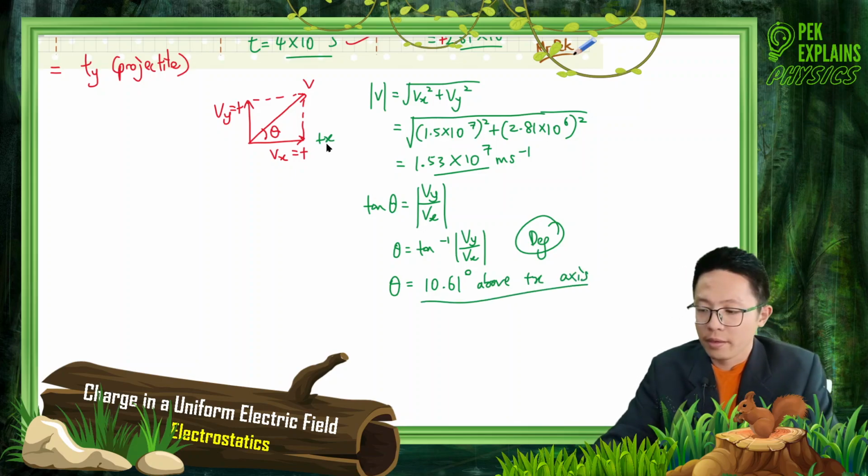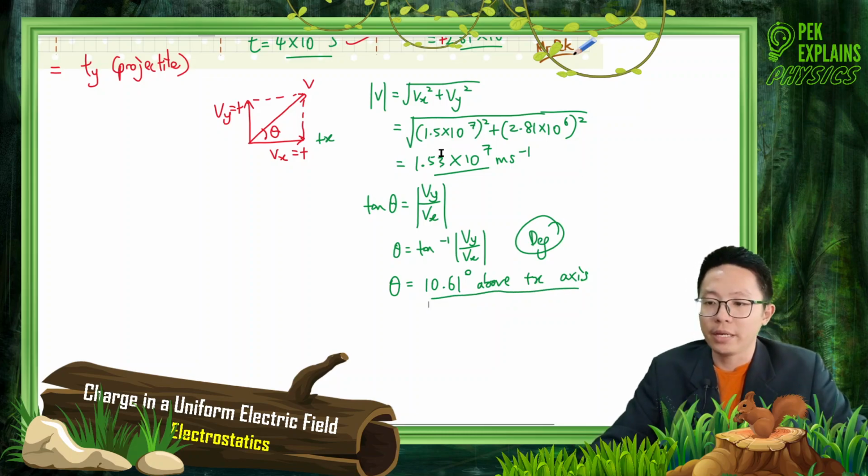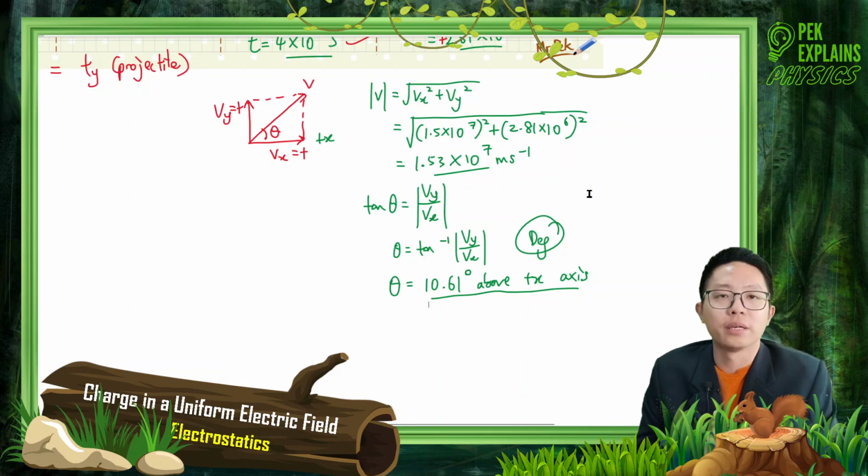So that's our direction. The magnitude and direction of the final velocity emerging from the plate. Okay, so that's all for this question.